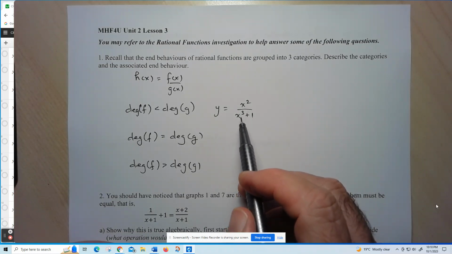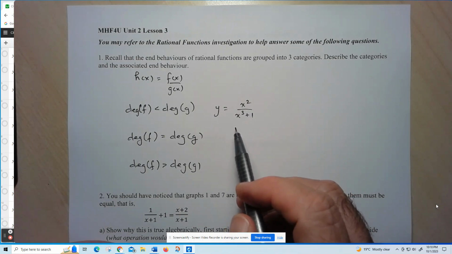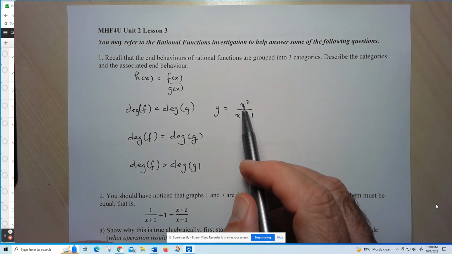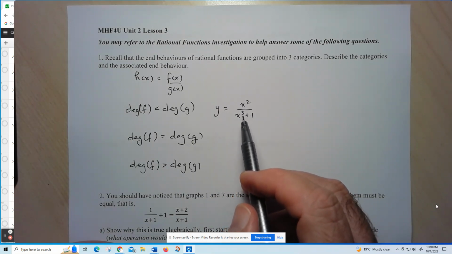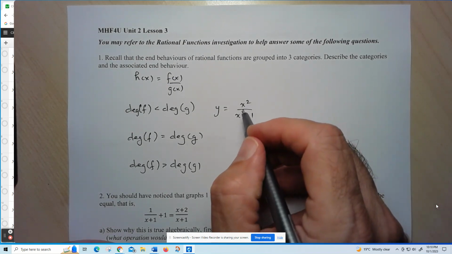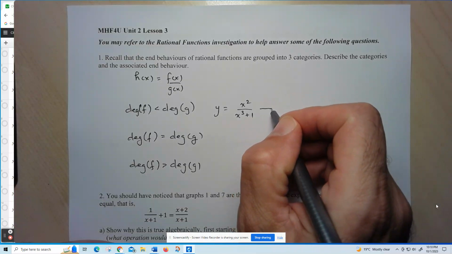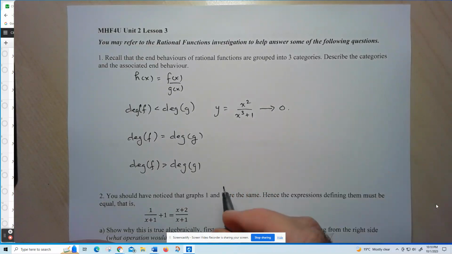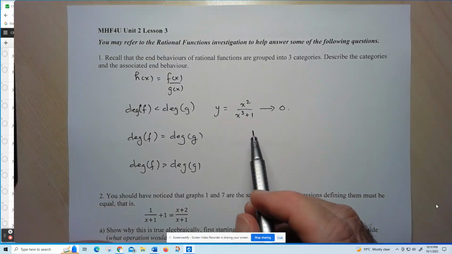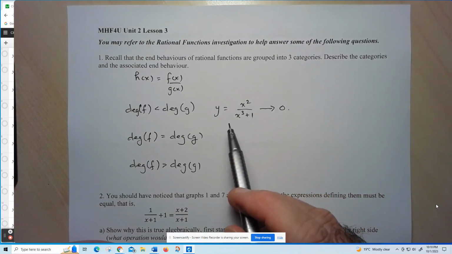So imagine you put in a billion into x, a billion squared is very, very large, but it's almost negligible compared to a billion cubed. Okay, so the denominator starts to take over, and so as x gets larger and larger, this is going to get closer and closer to zero, and similarly as it approaches negative infinity. And we're going to take this as being reasonable enough that we don't really need to justify it any further.